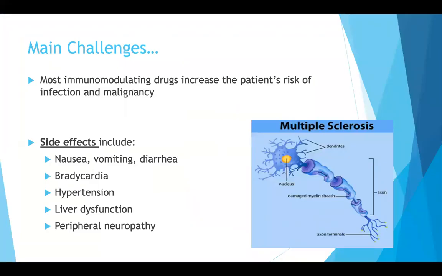Some of the main challenges using the immunomodulating drugs is that they increase the risk of infection and malignancy in these patients. Also, they have a very significant profile of side effects, some of which include nausea, vomiting, diarrhea, bradycardia, hypertension, liver dysfunction, and peripheral neuropathy.